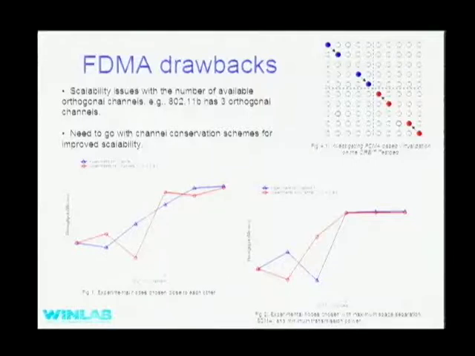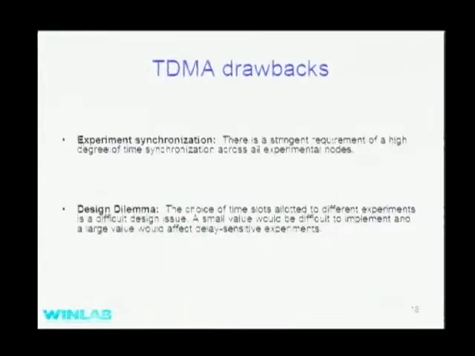And the other thing is, we have to look at channel conservation schemes, that is the experiments sharing the same channel. So we look at those approaches. For example, the same scenario when we give spatial separation between the experiments, we can see that at least 1 has improved with 4 and 5, just because we gave some spatial separation.